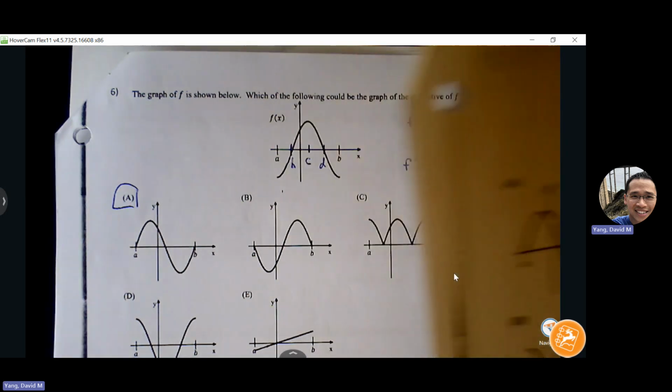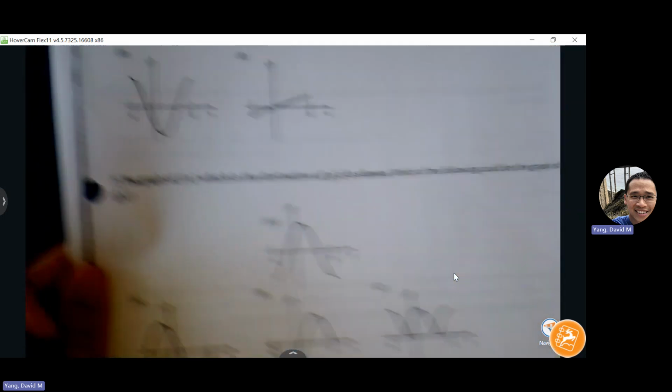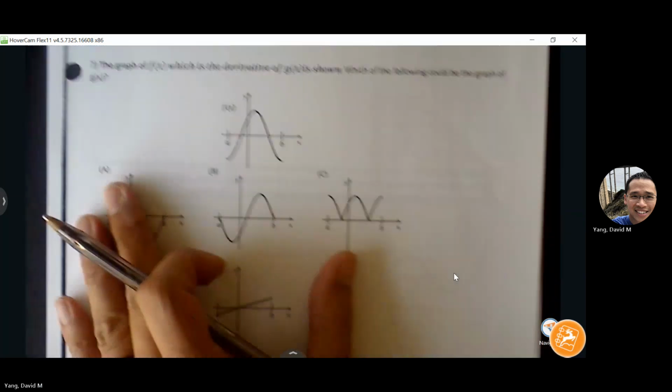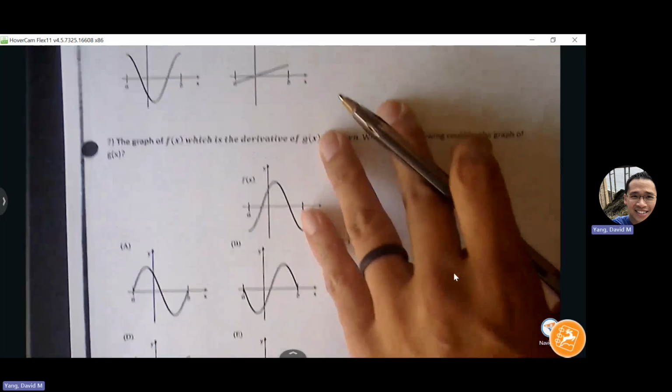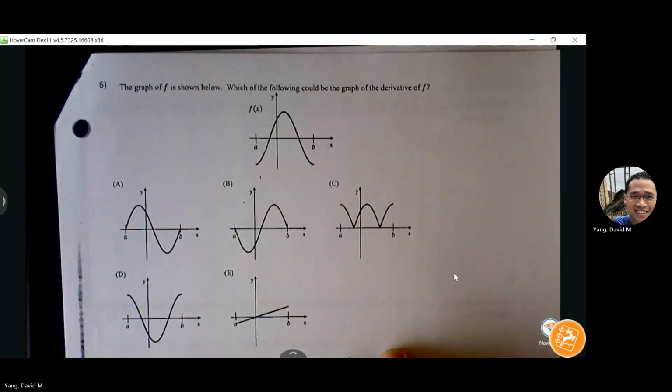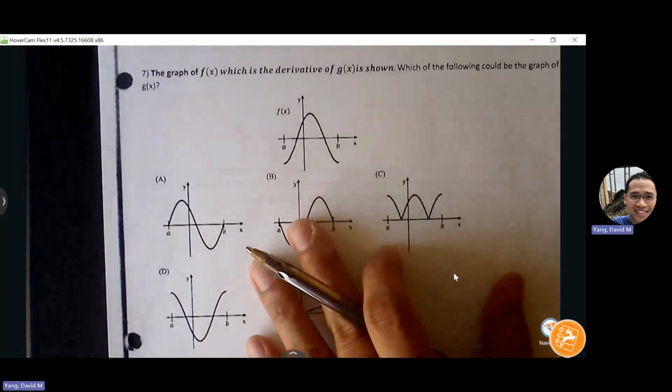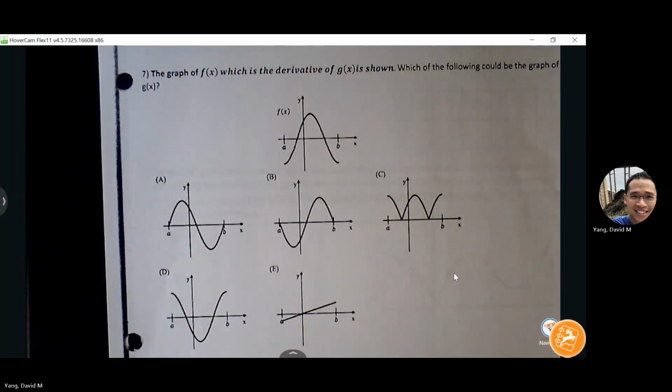Okay, I think we stopped off at number 7. Is that right? We did number 6, but not number 7 yet. On page 3. Okay, so here's number 7.